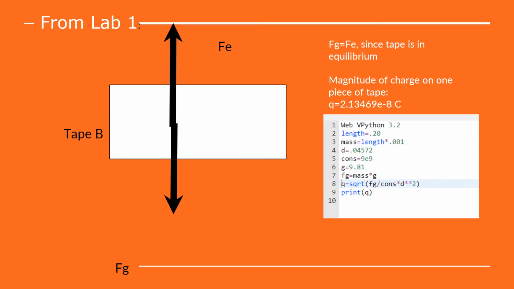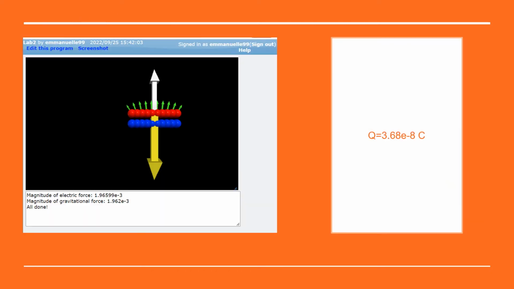So from lab 1, we did a very simple calculation where we treated the tape as a point charge and set the electric force equal to the force of gravity, and we used that to calculate the magnitude of the charge, which was about 2.13 times 10 to the negative 8th coulombs.